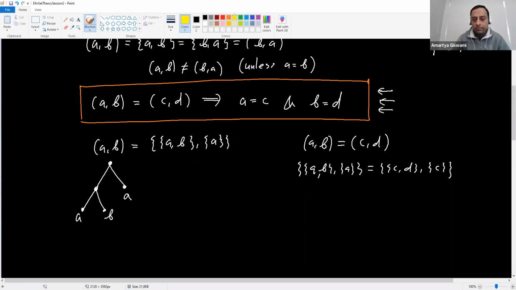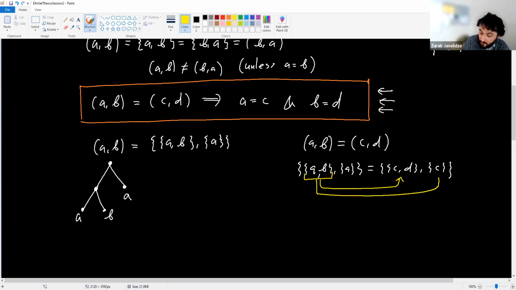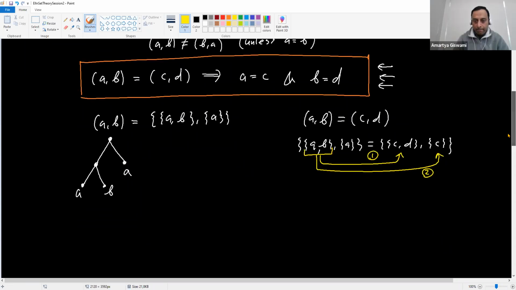Yes. And so then there are two cases, because they're the same set, this element needs to be either equal to that or the other one. So there are two cases to consider, one when this one is equal to that, and the other when it's equal to the other one. You've got to see. So 1 and 2.